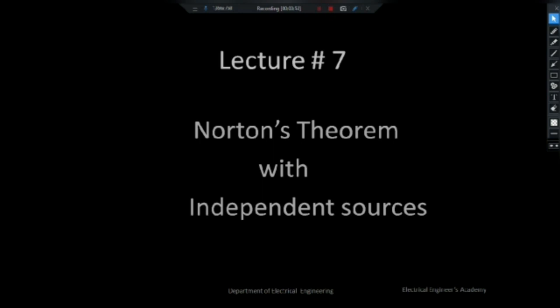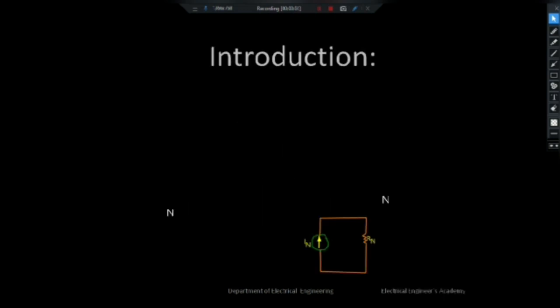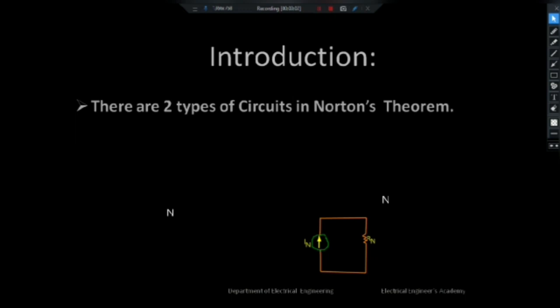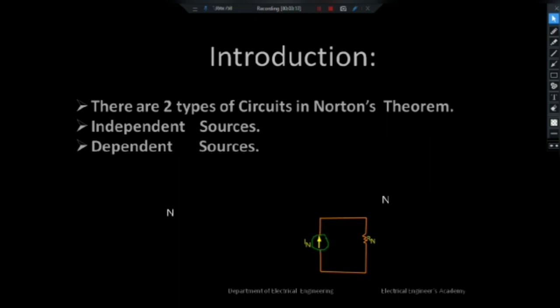Now students, we will discuss the introduction of Norton's theorem. Students, there are two types of circuit in Norton's theorem. Firstly, independent sources, including voltage and current sources. Secondly, dependent sources. We will discuss independent sources in this lecture and dependent sources in our next lecture.